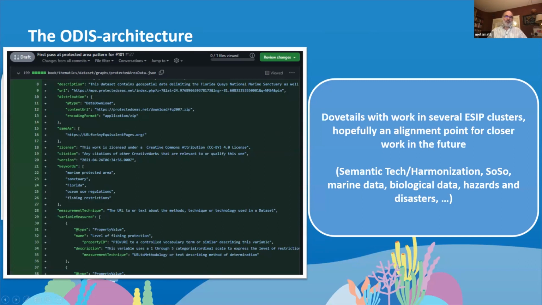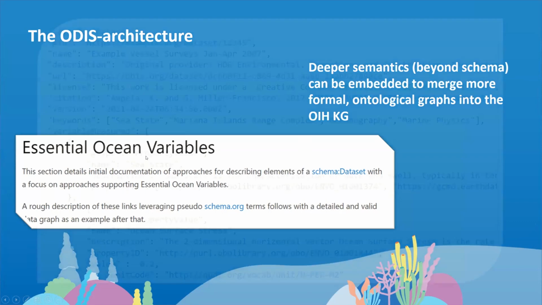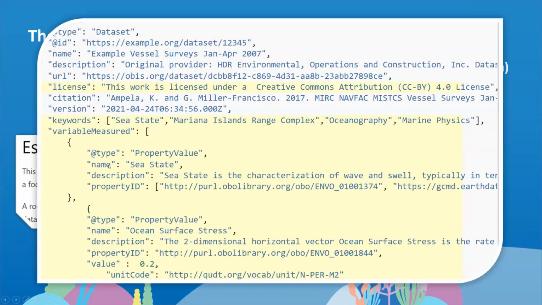We try to keep it as vanilla as possible, but of course, sometimes you have to add in a little bit more semantics. We can embed that sometimes when you have something very specific, like the essential ocean variables that the global ocean observing system wants. We can embed that, again, just using that same sort of variable measured and putting in property values where we can link out to other ontologies.